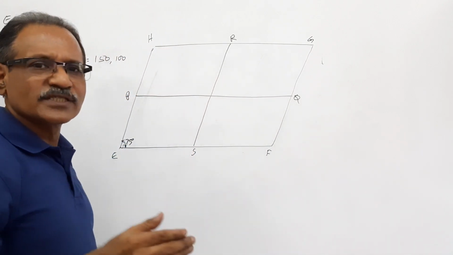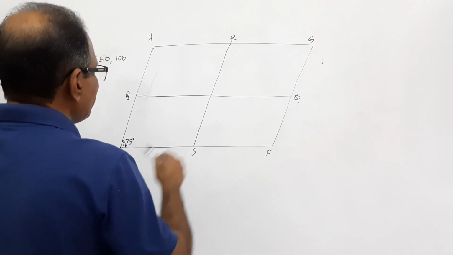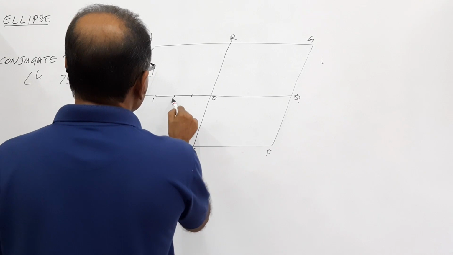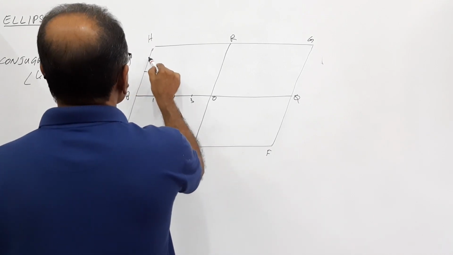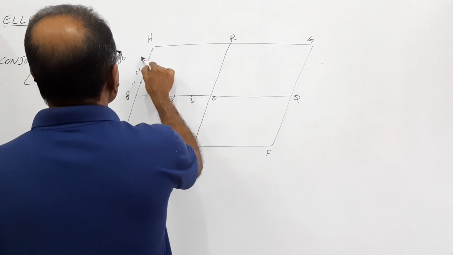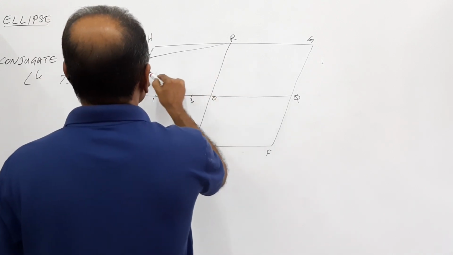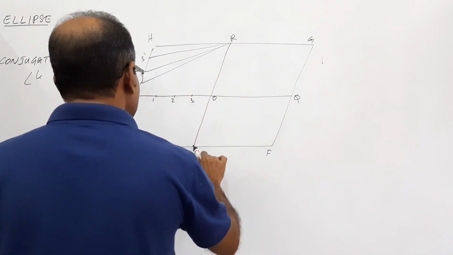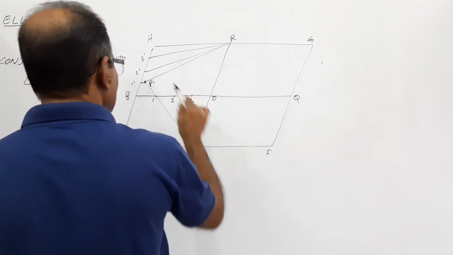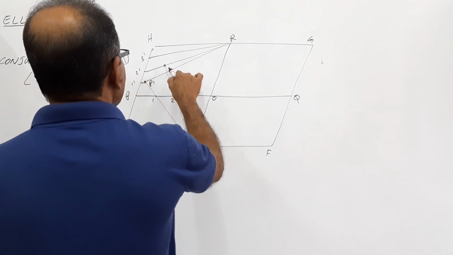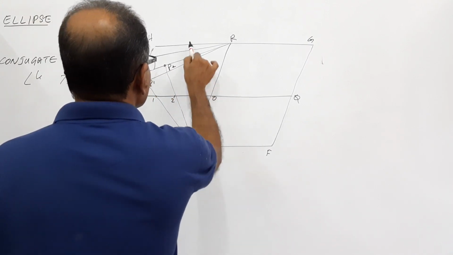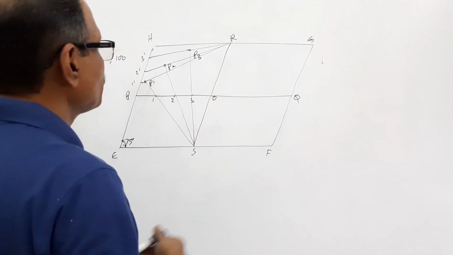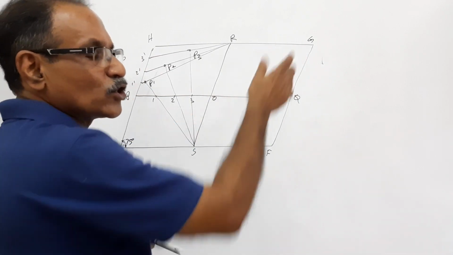Now, I am going to use the oblong method, the rectangle method in this. I divide this OP into 4 equal parts and mark 1, 2, 3. I divide this also into 4 equal parts and mark 1 dash, 2 dash, 3 dash. Join them to R. Join S to 1 and extend, you get P1. S to 2 and extend, you get P2. S to 3 and extend, you get P3. Agreed?